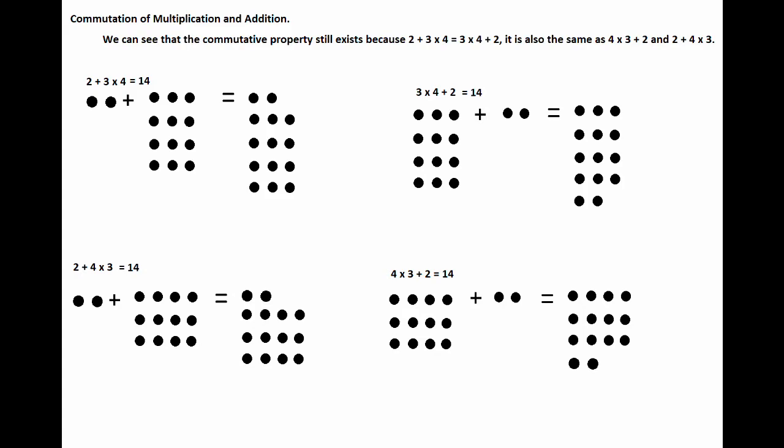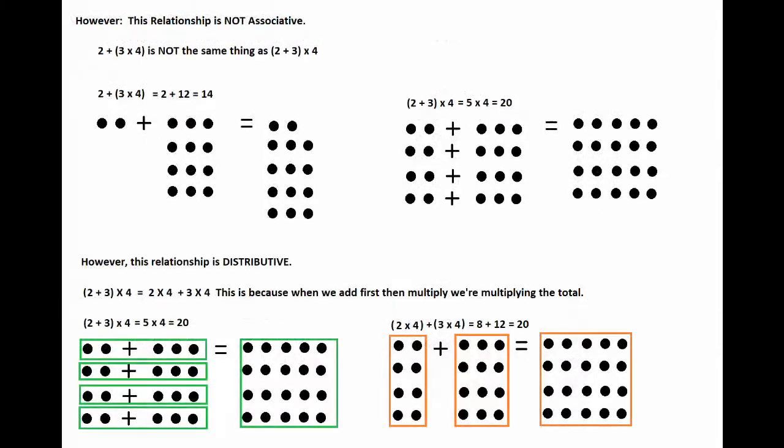However, this relationship is not associative. So if we add 2 to the product of 3 and 4, this is not the same as taking the sum of 2 and 3 and multiplying the entire sum by 4. So 2 plus 3 times 4 is equal to 2 plus 12, which is 14. But that's not the same as 2 plus 3 equals 5, and 5 times 4 is 20.